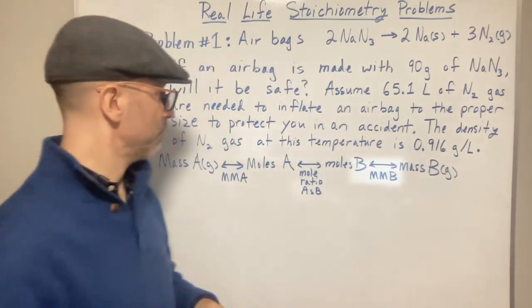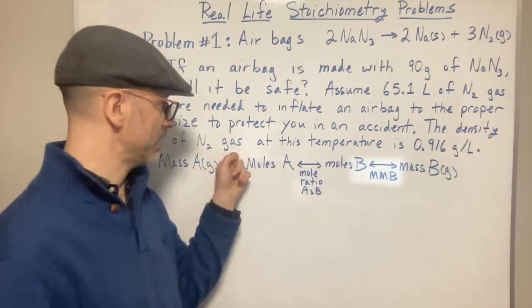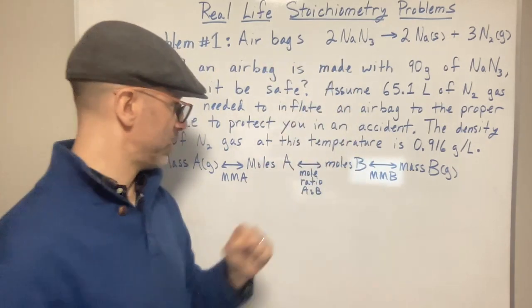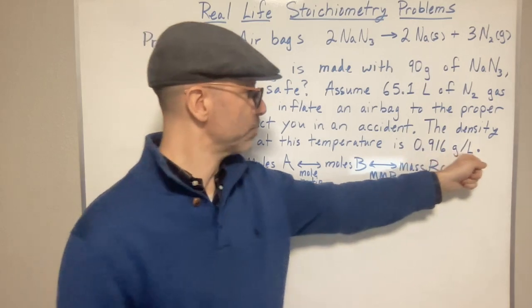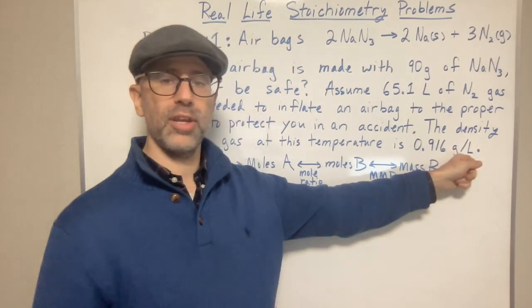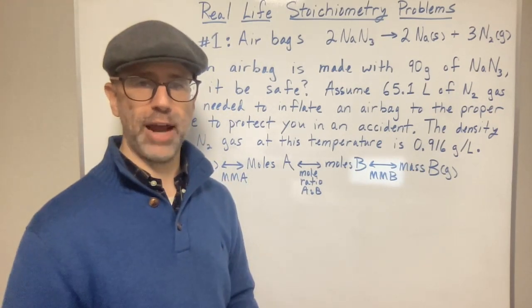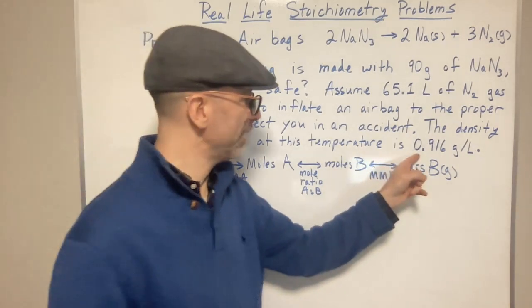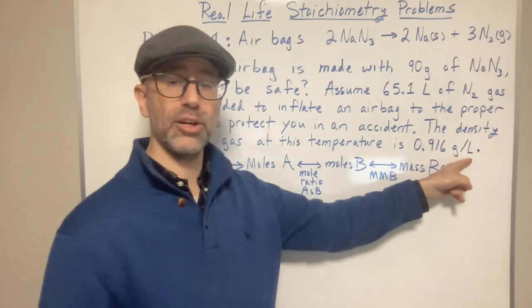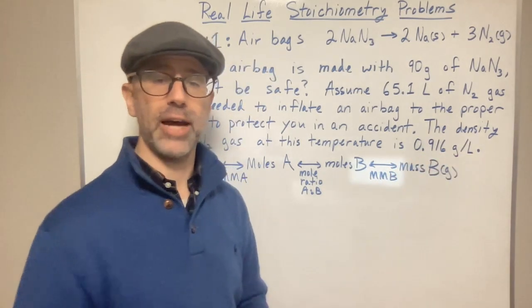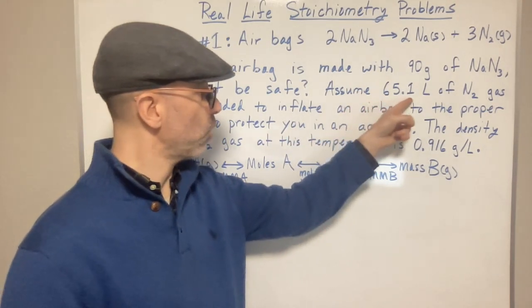So one of the pieces of information we're going to be needing is the density of nitrogen gas at this temperature, whatever this temperature is. And that is 0.916 grams per liter. So that's the density of nitrogen gas. So we can use that as a conversion factor in our problem because this is relating grams, mass in grams of your nitrogen gas to liters of volume in your nitrogen gas. And we want to have 65.1 liters.